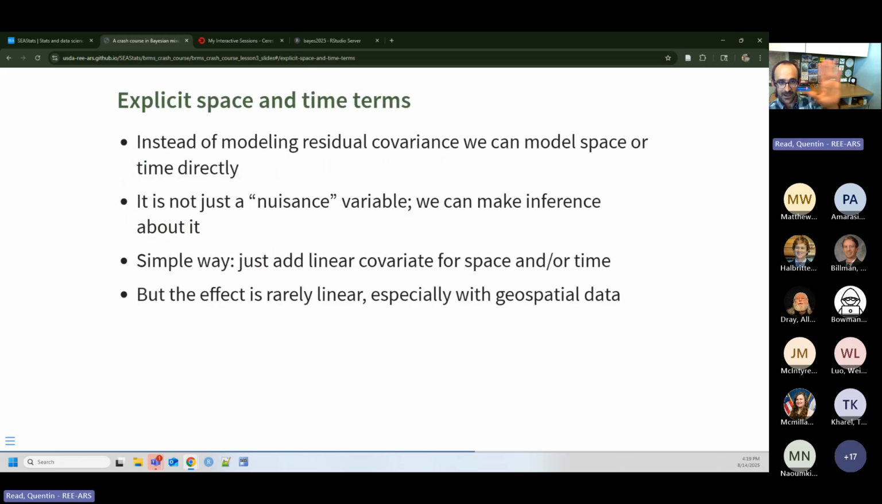Again, we're not just throwing it in the residuals, we're actually modeling space or time directly as one of the effects in our model. We can make inference based on it then if we wanted to. The simplest way to do that would be to add a linear predictor term in your model for the effect of space or time, or both. But often that's not enough. Like you would add latitude as a fixed effect and longitude as a fixed effect, for example, but that's only going to allow a linear trend in each, north-south versus east-west. Spatial effects don't often work that way. They're often not linear. So what do we do in that case?